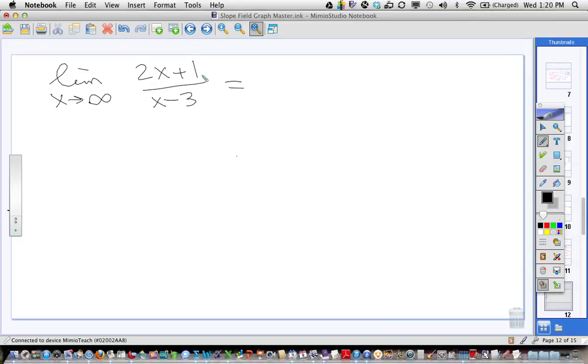I want you to look at this problem and say, okay, x is getting really big, like a billion. Well, 2 billion plus 1 is basically just 2 billion. The 1 doesn't matter. So the top is essentially 2x. The plus 1 is insignificant, and the bigger x gets, the more insignificant the 1 is, right?